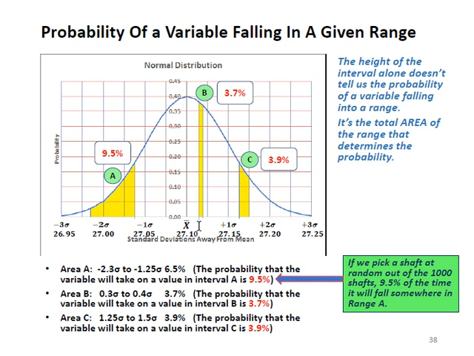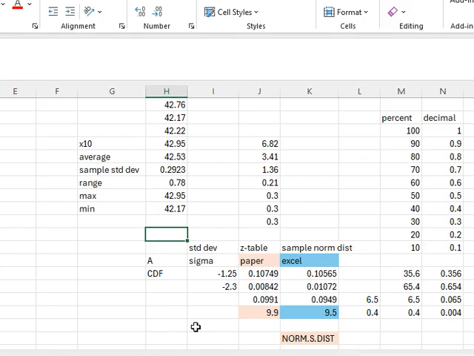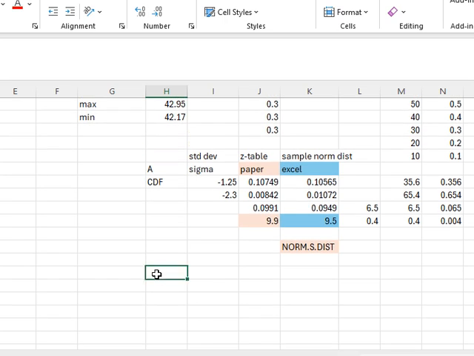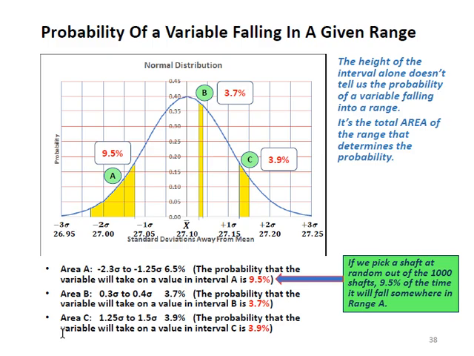So the next one is area B. You have 0.3 and then 0.4. We do the same thing here for area B. I'm just going to put it here as B, and we are going to find our CDF, the cumulative distribution function, and our sigma is given to you as the standard deviation.